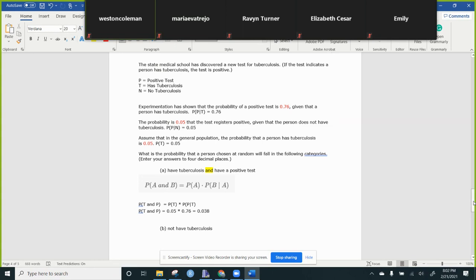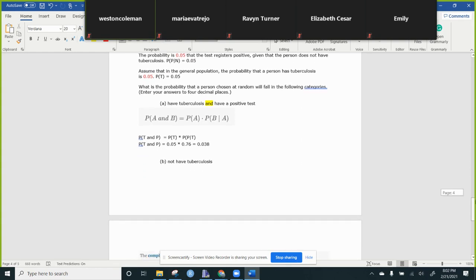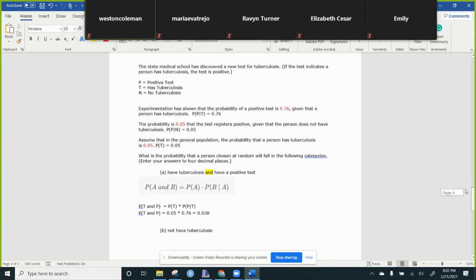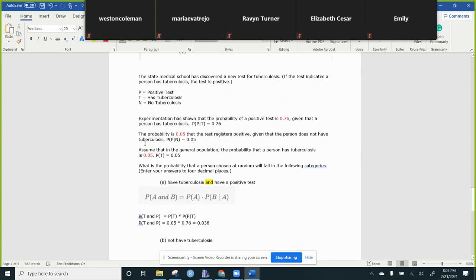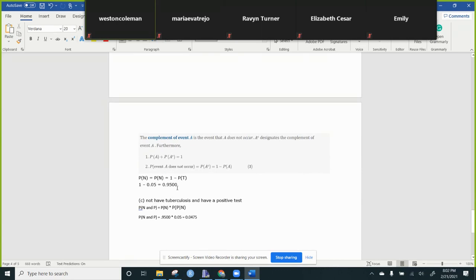Okay, what's the probability that they did not have tuberculosis? Anybody know that one? It's the complement rule, because remember, I knew if they had tuberculosis, it was 0.05. So all I do is subtract that from 1 to get that they did not have tuberculosis.